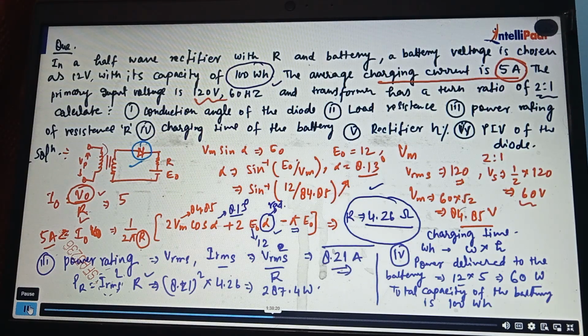Anyone else who has any problem in this question? Because this question really depicts the charging system, and to understand the basic fundamental thing, why we are going for any charging system, you have to follow the fundamentals. What is the VRMS? What is the IRMS current which has been drawn? How much resistance is there?